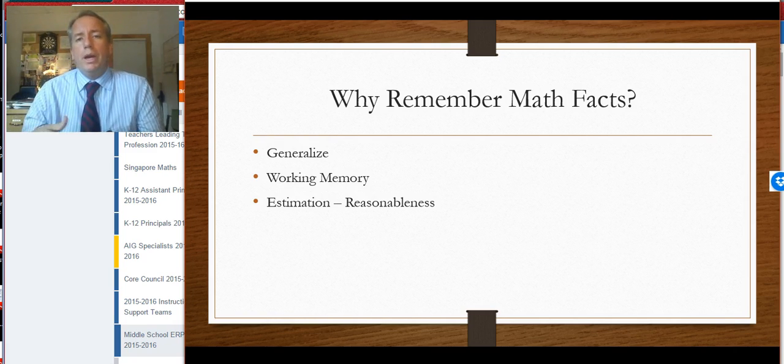Oftentimes we begin by asking kids, is this a reasonable answer? And sometimes it's easier to actually do the math than it is to determine if it's reasonable or not. Because reasonableness, in my thinking, takes two thought processes. Both what would I expect to get here, how would I round it, how would I do all those things, and then to do that math and say, is my answer reasonable? So the more automatic I am with my facts, the easier these three things are going to be for me.